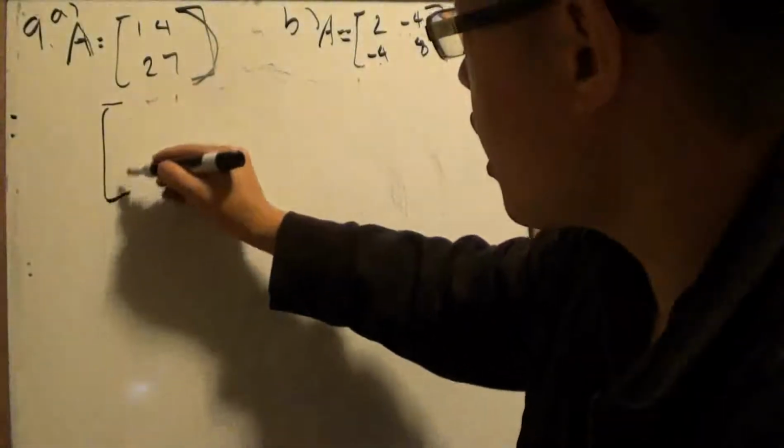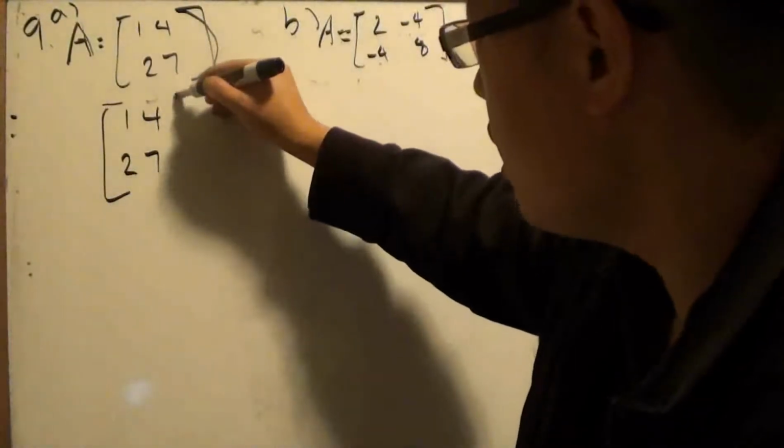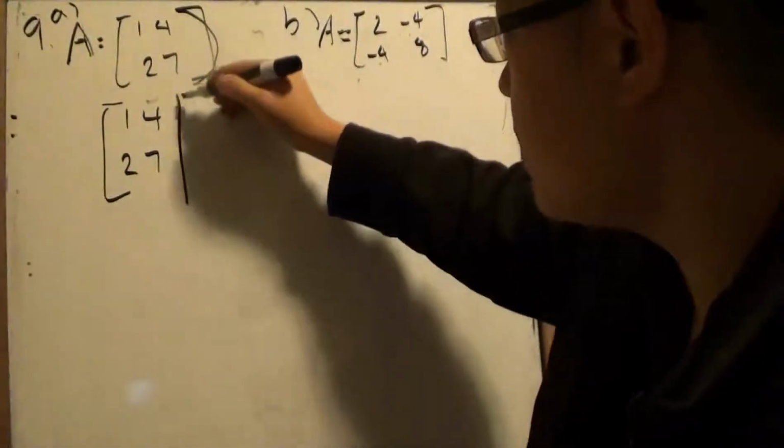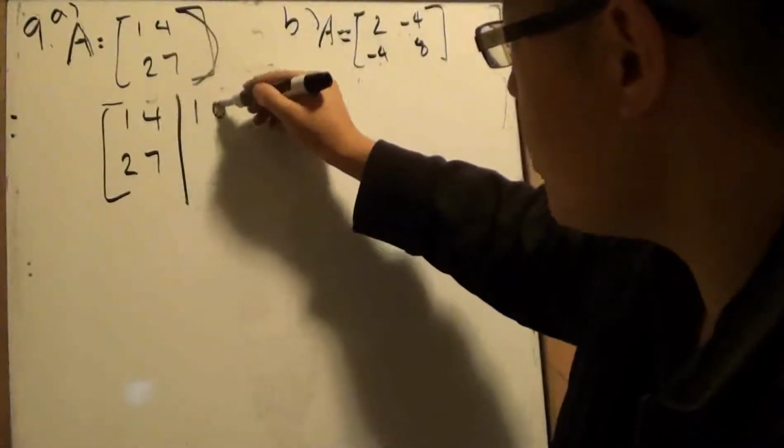So what we're going to do is we're going to copy down the matrices. This is an inversion algorithm, by the way. This is tactic. Put a slash in between. You don't have to, but it just gives you a distinction. This is going to be the A. Then this, you're going to put identity matrix.